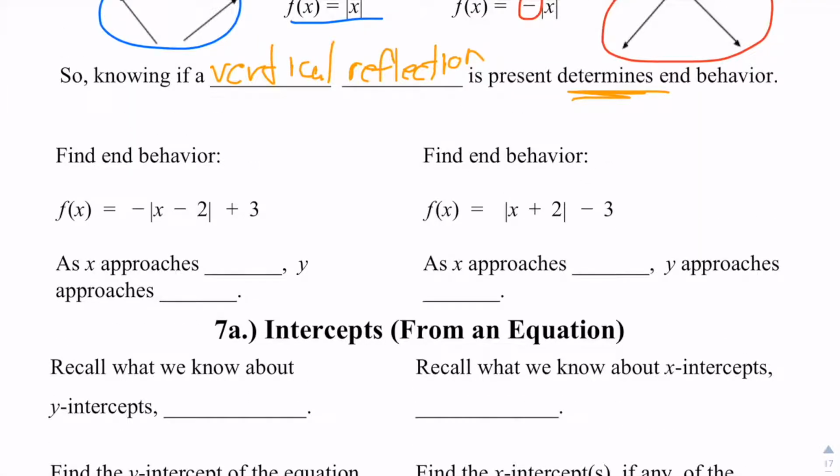Just by looking at this, we can tell right away that there is a negative in front of the absolute value sign, but also keep in mind there's a coefficient there. That coefficient is 1, so that's -1. So don't be thrown off that it's like -6 or -2, because that's still a negative number there. So this is a reflection.